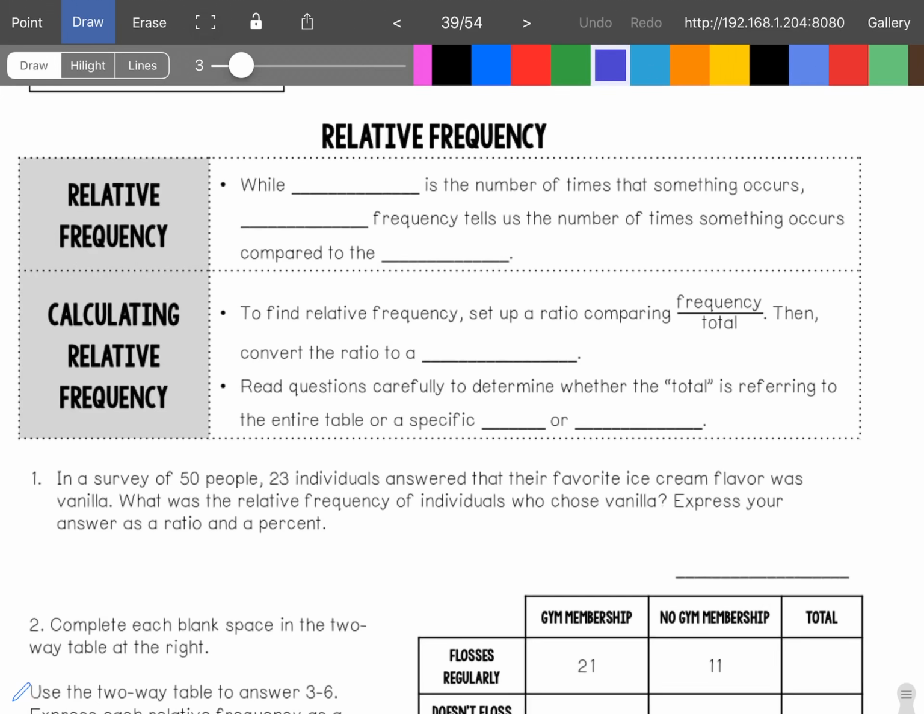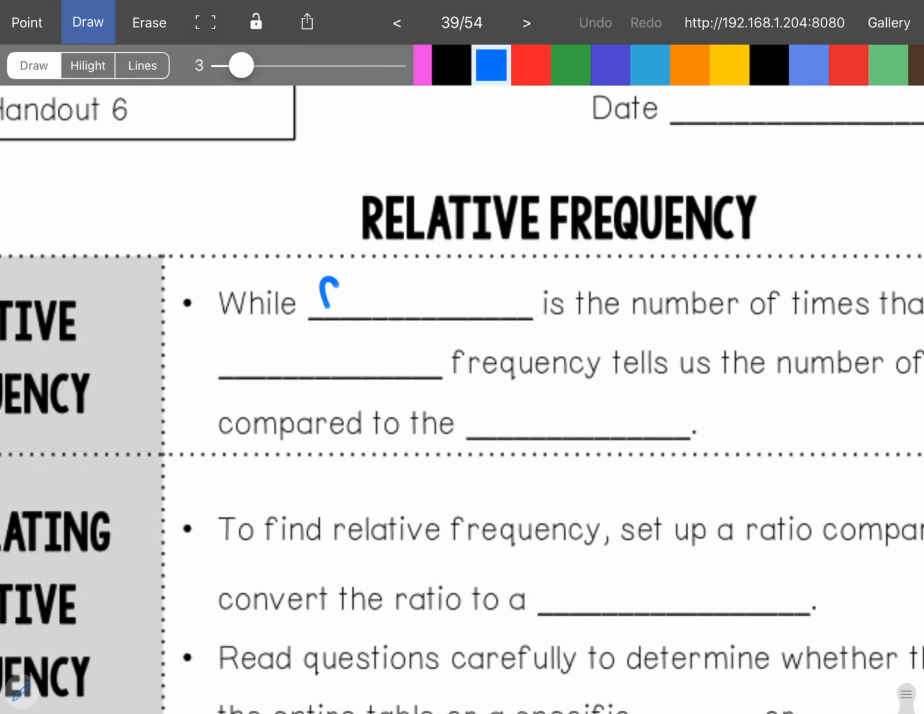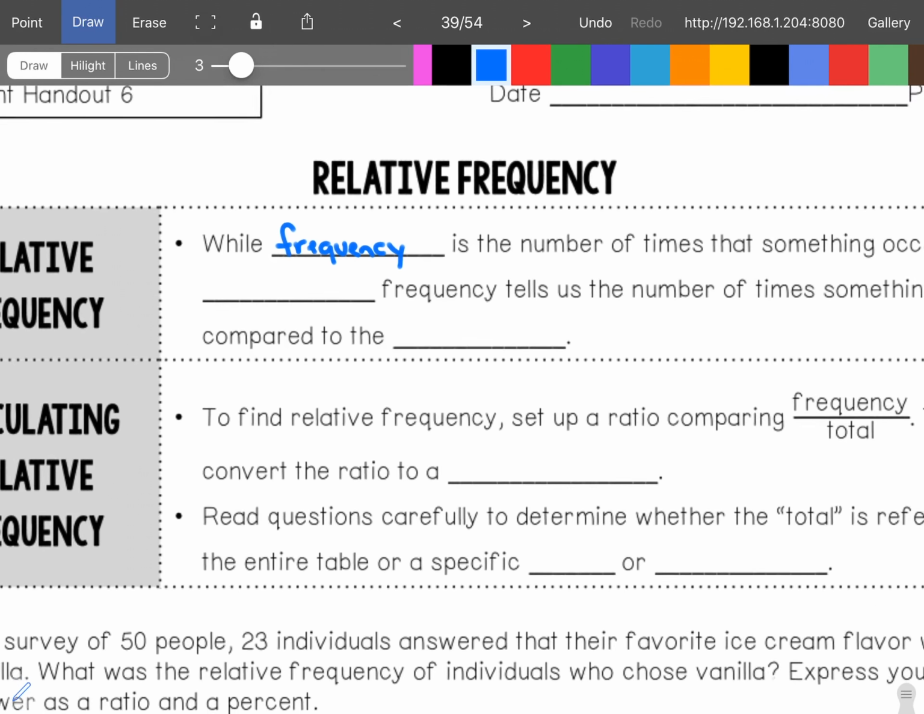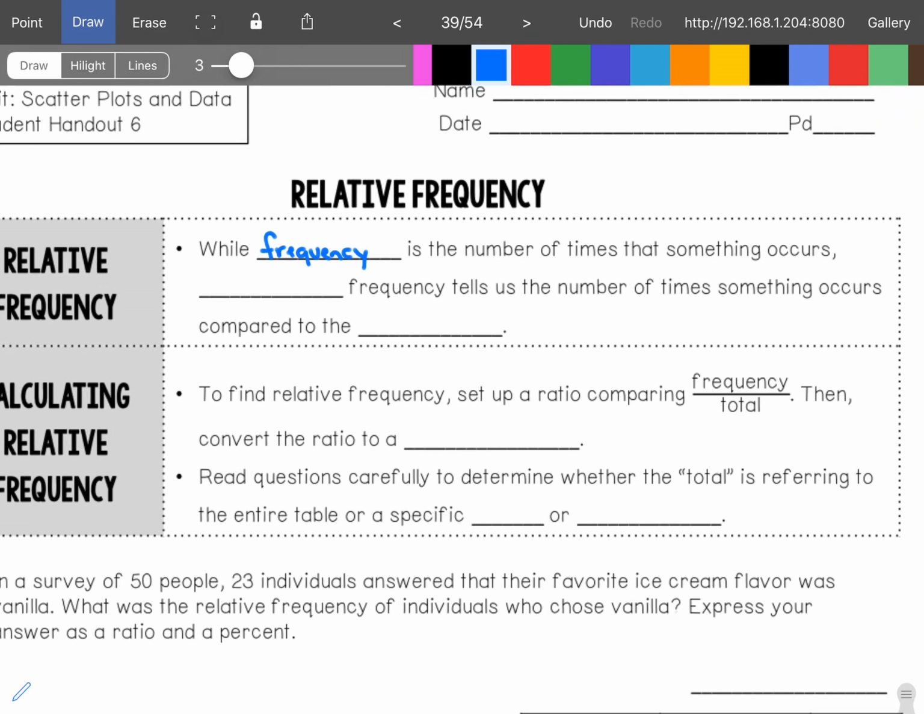Okay, this is our last lesson, and it is on relative frequency. While frequency is the number of times that something occurs, relative frequency tells us the number of times something occurs compared to the total.